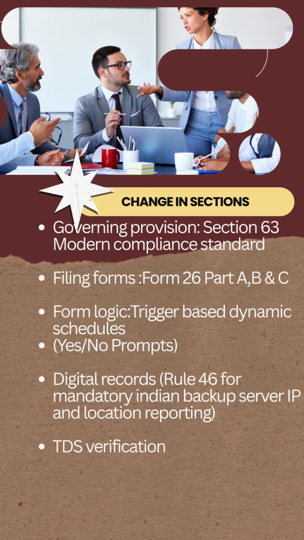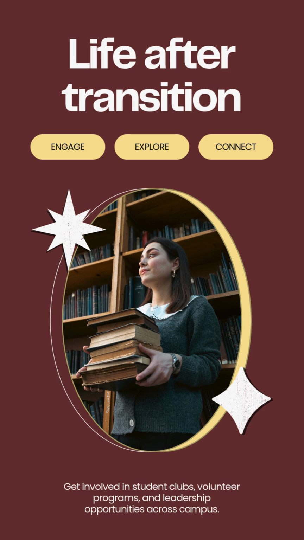The governing provision in the Income Tax Act 1961 was section 44AB, and now for 2025 it is section 63 with a modern compliance standard. The filing forms were 3CA, 3CB plus 3CD for particulars, and now it is Form 26, which integrates parts A, B and C. The form logic is the status disclosures: the entire Form 3CD used to be filled regardless of relevance. However, now Form 26 has trigger-based dynamic schedules, like yes and no prompts. So it will be more easy to file.